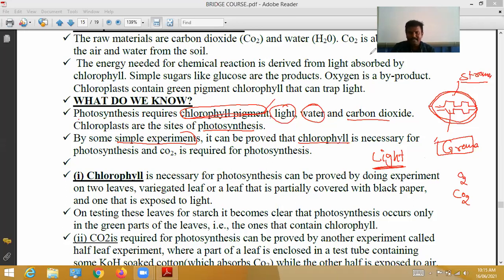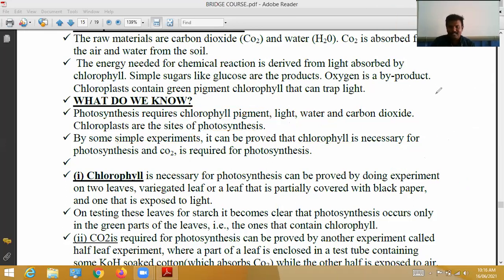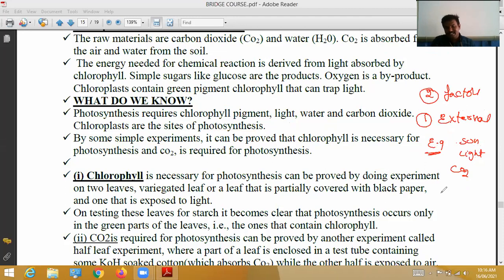Okay, so ultimately for photosynthesis, there are two important factors. One is external factors, for example, sunlight and carbon dioxide. These are called external factors. Next, the second one is internal factors.